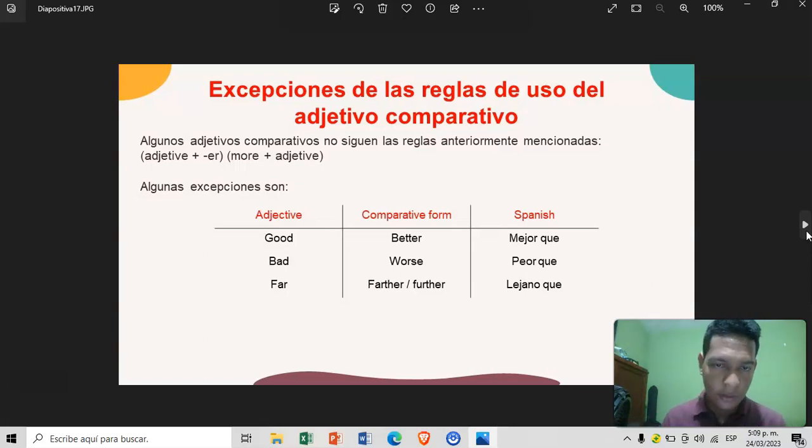But we have other adjectives that don't follow the rules. For example, the word good: the comparative is better, mejor que, and in this case we won't use the word than. Only the word better, because the word que in Spanish or than in English is implicit. It's the same for bad, where the comparative is worse, and for far, where the comparative is farther or further, para decir más lejano que.